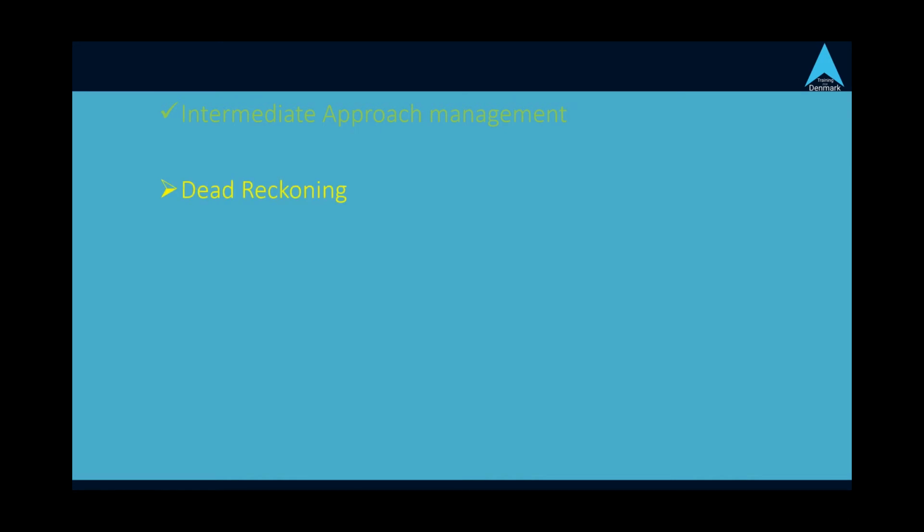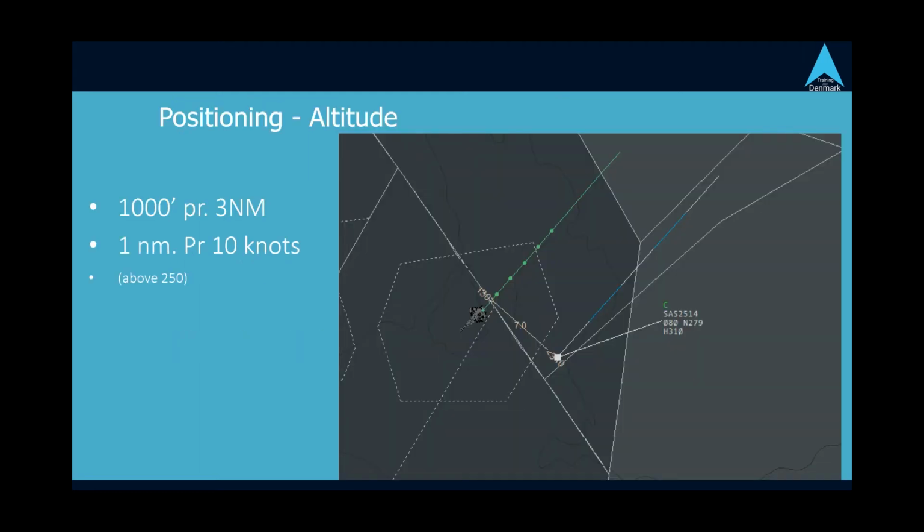Now, before we move on to the final approach management, we're just going to talk about dead reckoning for a bit. Dead reckoning is basically quick math calculations in your head. You really need to be able to do this on approach, or as a minimum, you need to have more or less an idea. We're going to start with a very basic one, which is the positioning of altitudes according to the ILS.